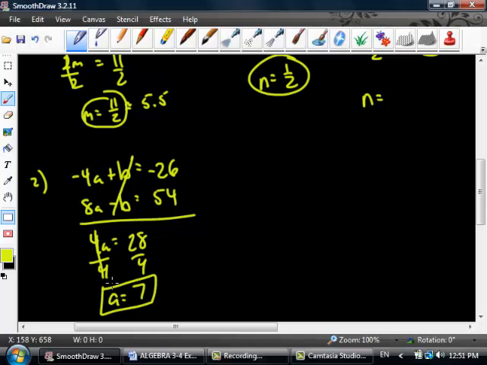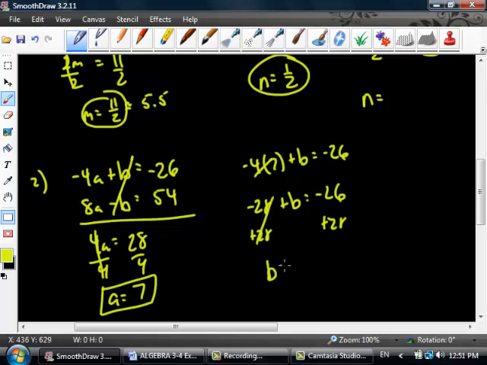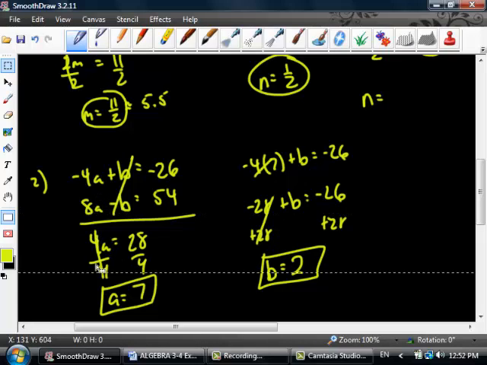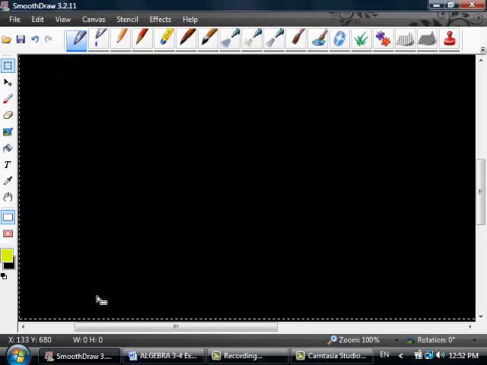Excellent. Let's go. Eric, what do you want to plug it into? Top or bottom? Top, sure. Negative 4 times 7 plus b equals negative 26. This is negative 28 plus b equals negative 26 plus 28. b equals 2. 7 comma 2. Raise your hands if you agree with that answer. Excellent. Good, good, good. Okay, couple little things with elimination that need to be addressed.